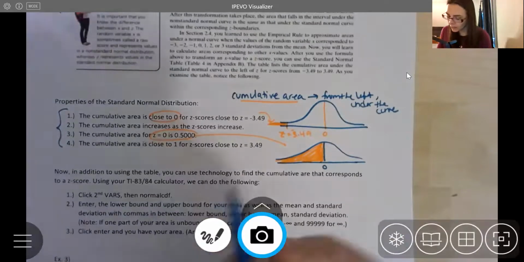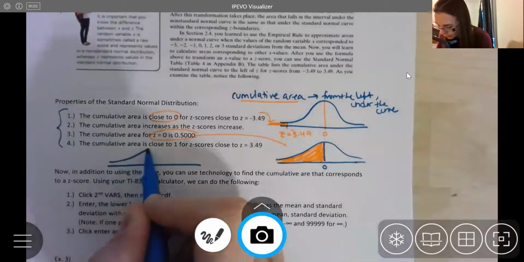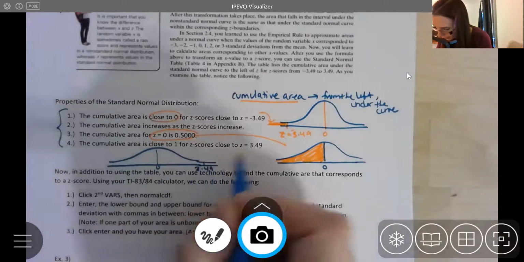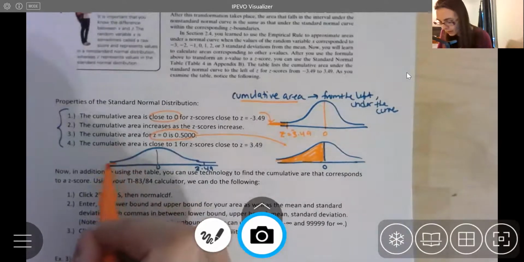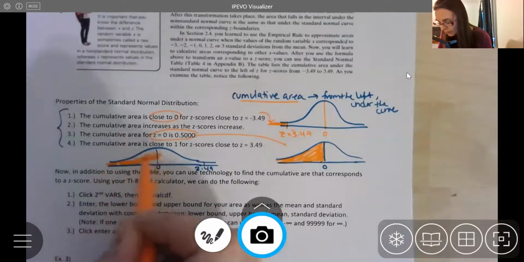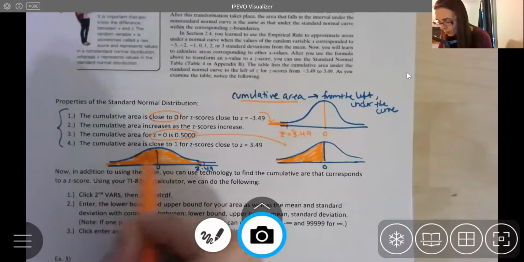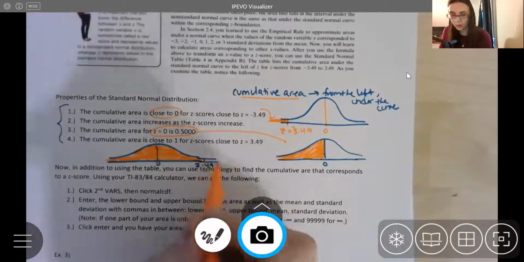And then the final one, I'll draw this little picture down here. So again, here is 0. And then, I'm just going to estimate it. 3.49 is way out here on the right. So when you're looking at the cumulative area, again, you're shading in from the left. So all of this is going to be shaded in. And you can see that almost the whole graph is shaded in, right? Not quite the whole thing because you do have this area over here, right?